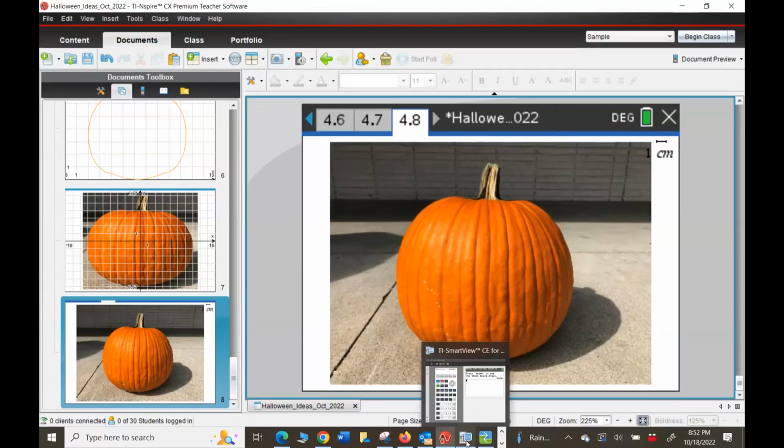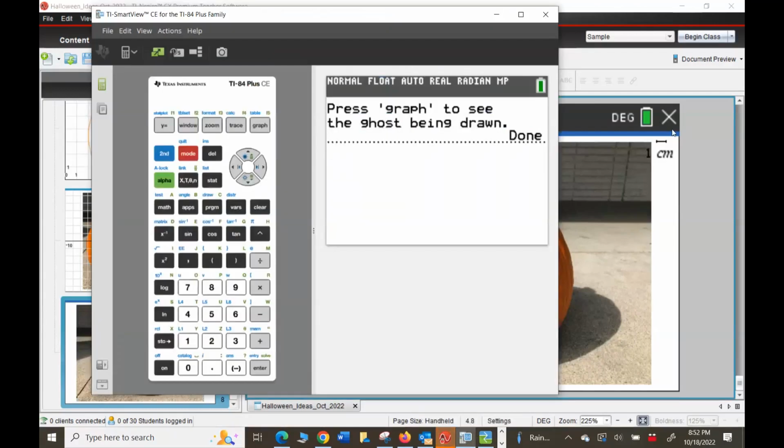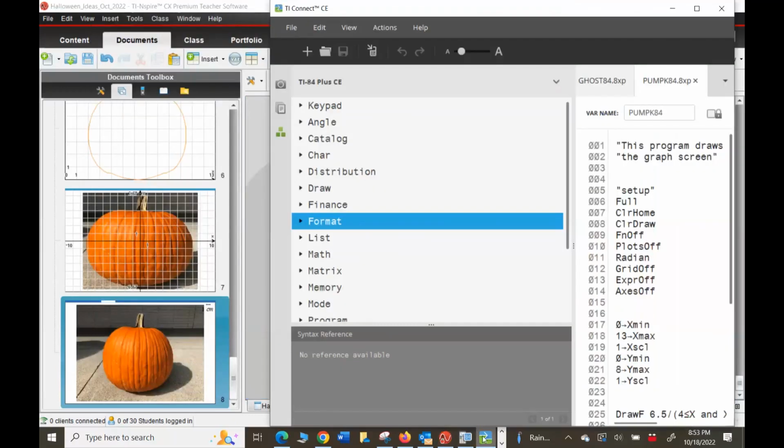The 84 color people, the way, and it looks like I might have enough time to do this too. Though if I don't, I do have a video of this. So I've got to finish in 3 minutes. So let me see what I can do here. Go ahead and bring up TI Connect.